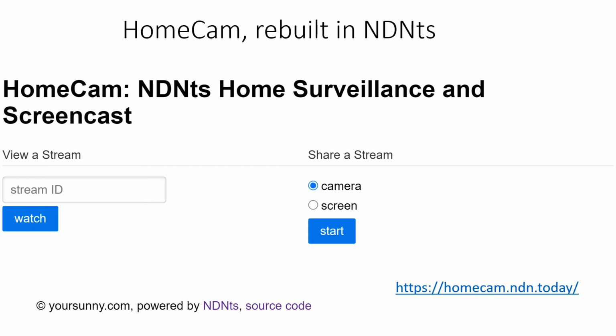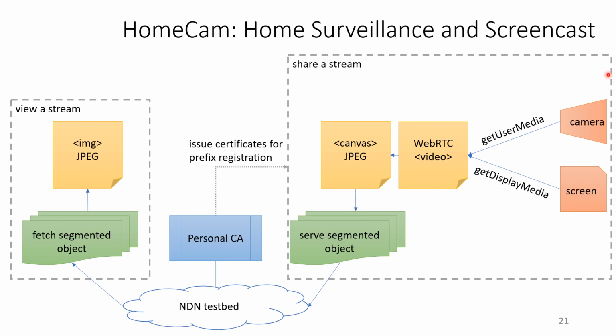Another application I have is the home surveillance camera. I demoed this in NDN Community in 2018, but that version was based on NDN.js. But now I have rebuilt it with NDNts, and also added a feature to share your screencast. So you can do screen sharing with this app. There is still no sound, and there is only 1 frame per second. These are the current limitations. I'm working on it.